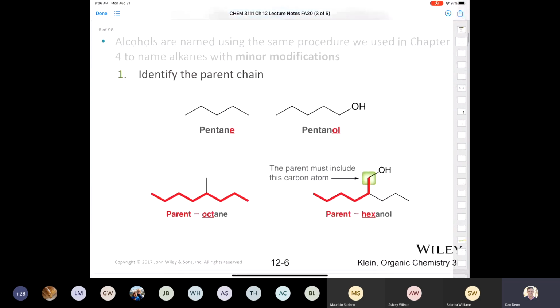All right, so let's take a look at some examples. It says identify the parent chain. By now, everybody should be fully aware of what pentane is, just a 5-carbon straight chain alkane, or an n-alkane. If you put a hydroxyl on the end, you get what's called pentanol. Another way to describe that would be 1-pentanol.